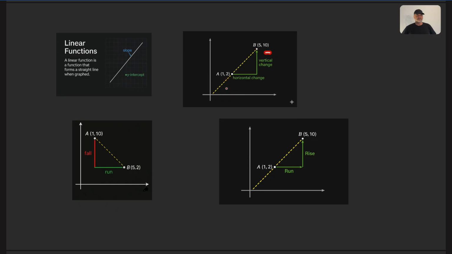As you scan the diagram from left to right, you see that there is a horizontal change from point A until you line up vertically with point B. So that's a horizontal change. So that's the difference between x coordinates. And then there is a vertical change. That is the difference between y coordinates.